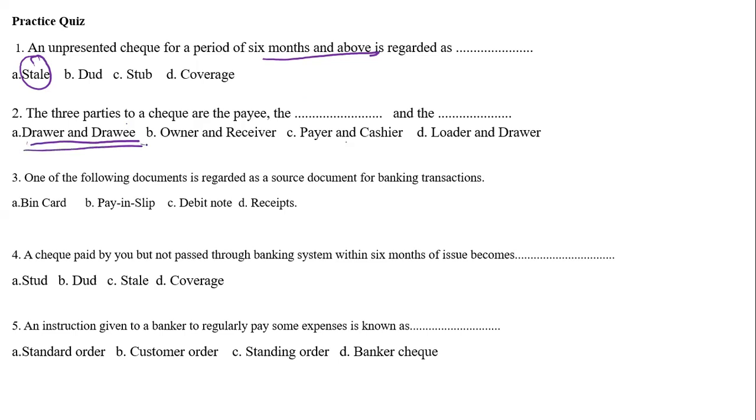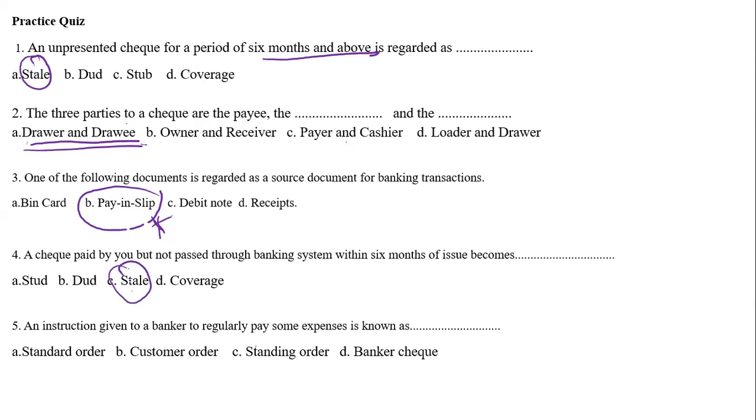One of the following documents is required as a source document for banking transaction: bank card, paying slip, debit note, receipt. A lot of you will call this the module accounting process source document. We said it's not a teller. A check paid by you, but not passed through the bank system within 6 months. We also said that, remember, the grammar can change, but the name still remains stale check.